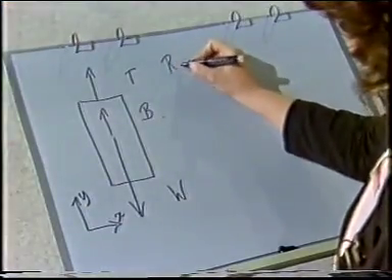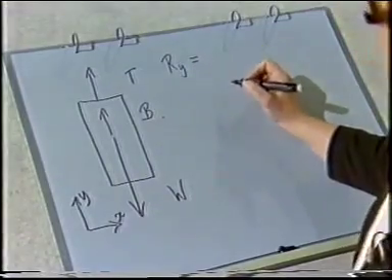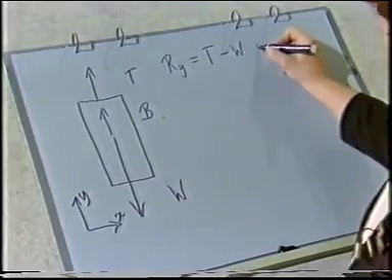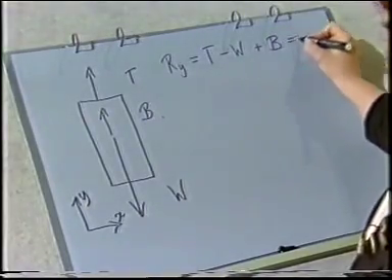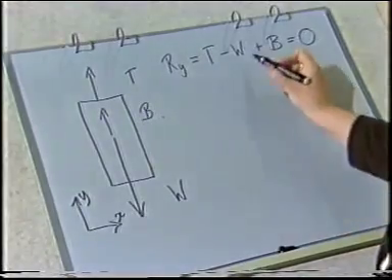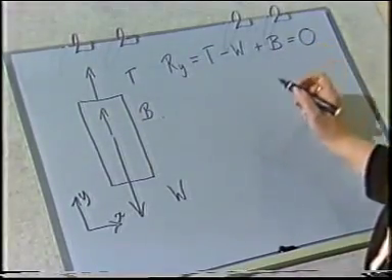Let's do the analysis. Applying Newton's second law, the total force in the y direction is 0 because of equilibrium. So the resultant force in the y direction is equal to T minus W plus B, and that's equal to 0 because of equilibrium. So if I can find W and B, I can find T.